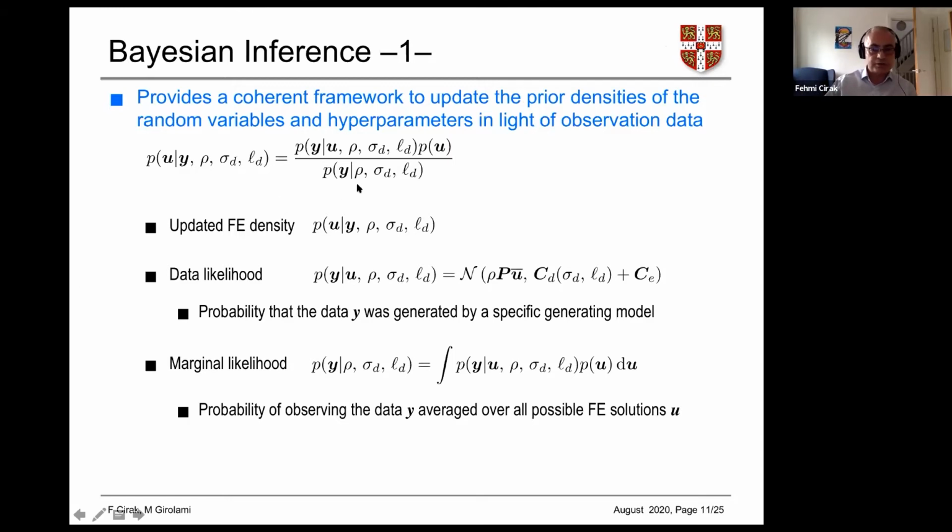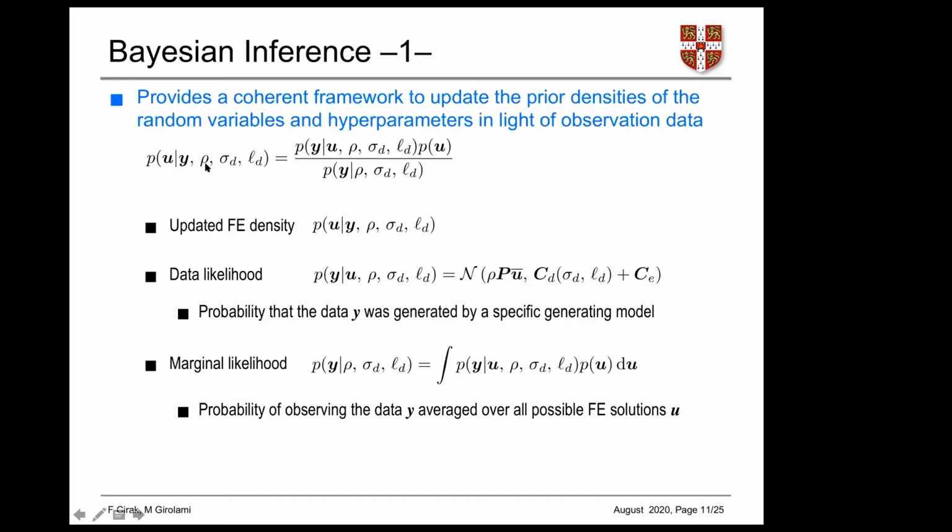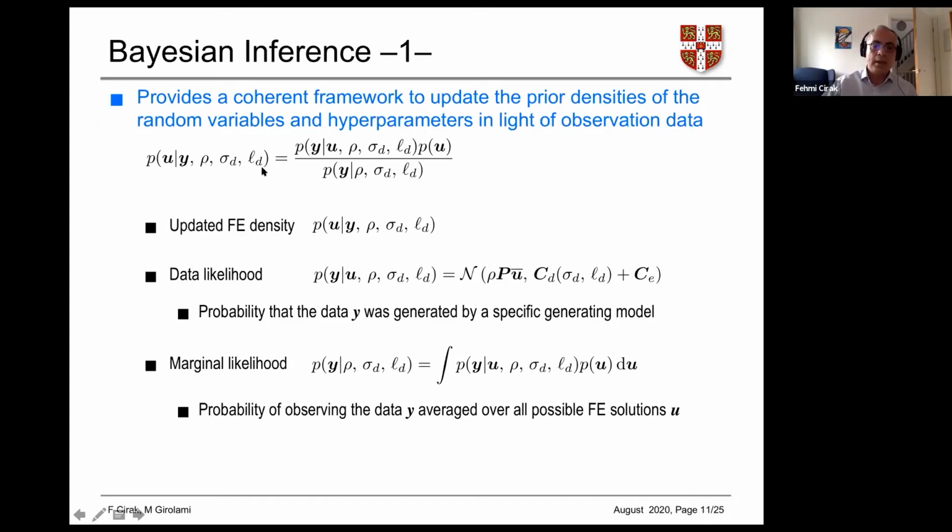So this is the celebrated Bayes formula. This is straightforward to derive. On the left-hand side, we have the updated finite element density. The bar means everything to the right of the bar is known or given, and U is our random variable. So it is the density of a finite element solution given data Y and given hyperparameters rho, sigma, L. This is our updated finite element density.